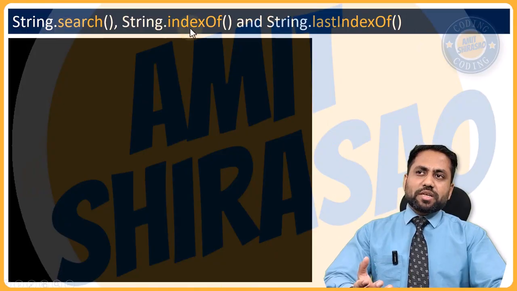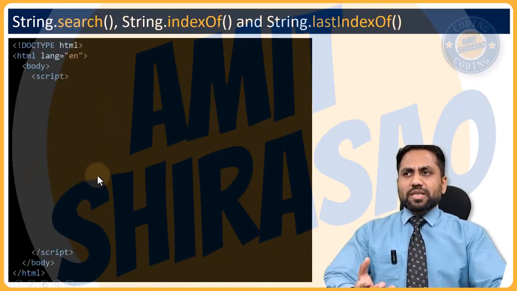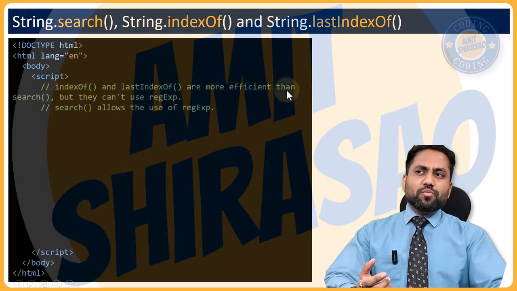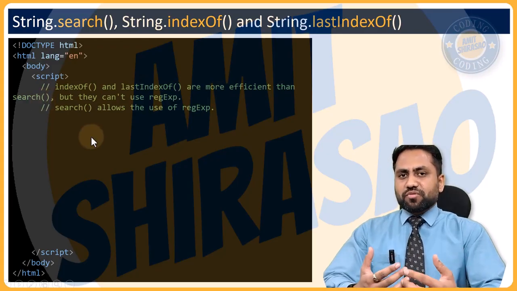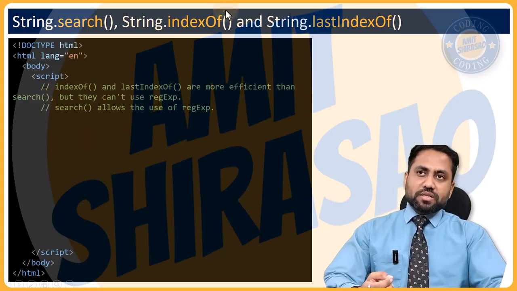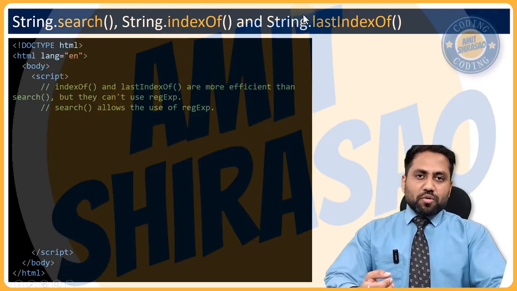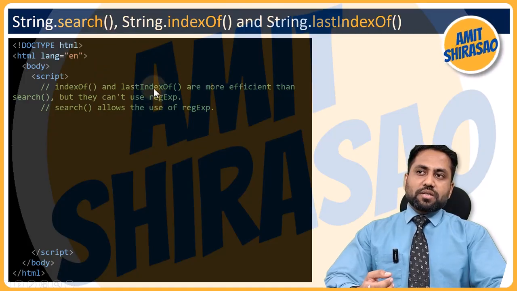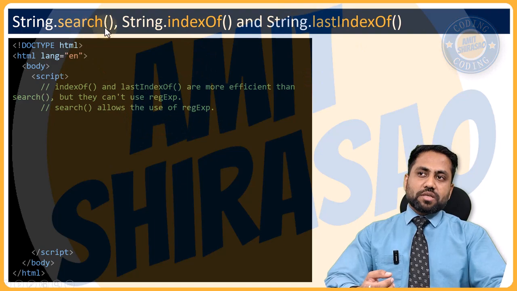This is search, index of, and last index of. This is also a little tricky. So index of and last index of are more efficient. If you think about efficiency, which works faster, index of and last index of always work faster. But they have a drawback, and that is that you cannot give a regular expression in index of or last index of. You can use it only in search.